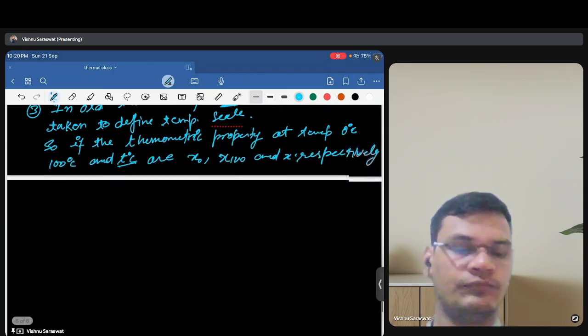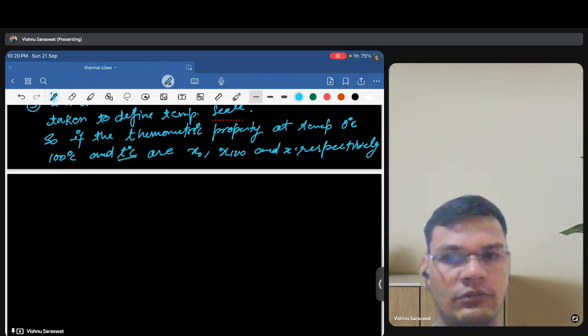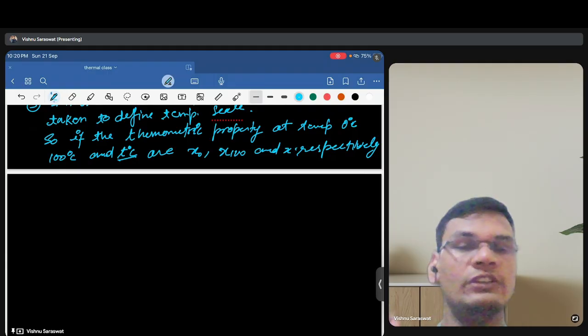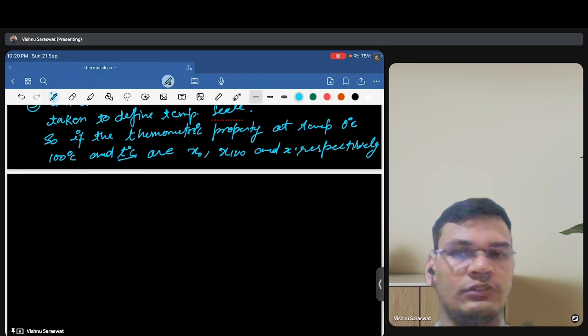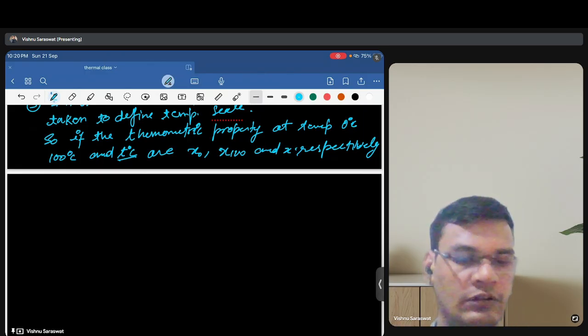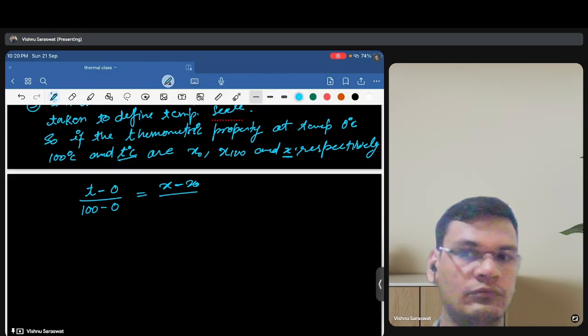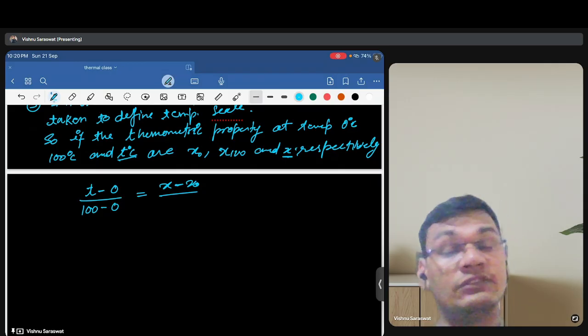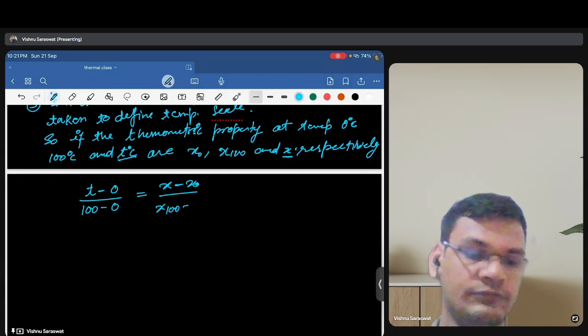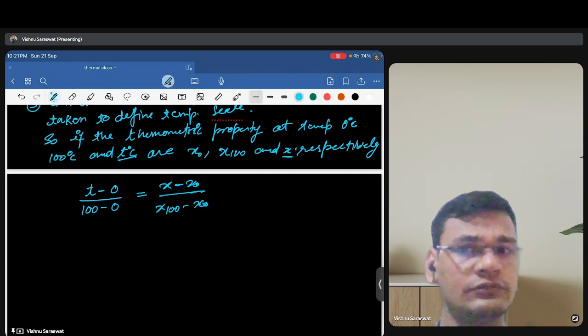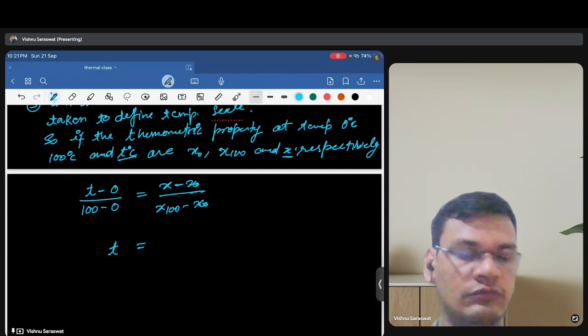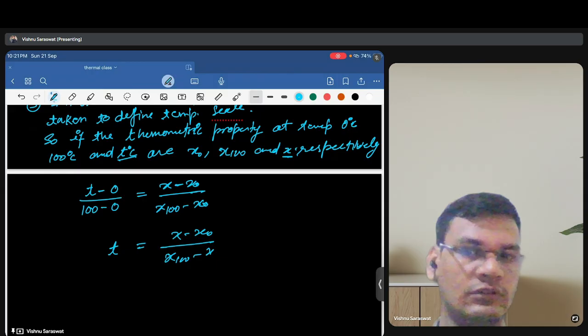As I already told you, the formula for changing the temperature from one scale to another is used here. T minus the lower reference point, upon the upper reference point minus the lower reference point, equals x, the other scale we need to discuss. x0 is the lower fixed temperature, x100 is the upper fixed temperature. So T equals (x minus x0) upon (x100 minus x0) into 100 degrees Celsius.